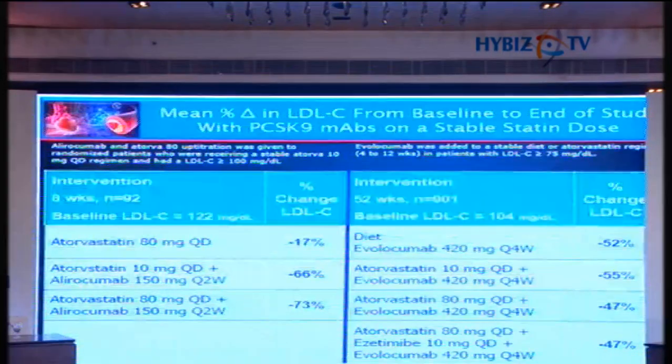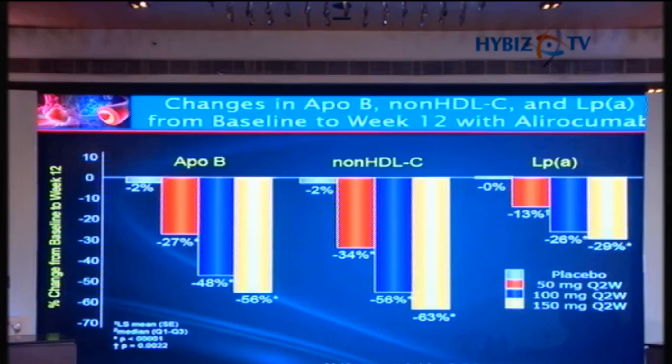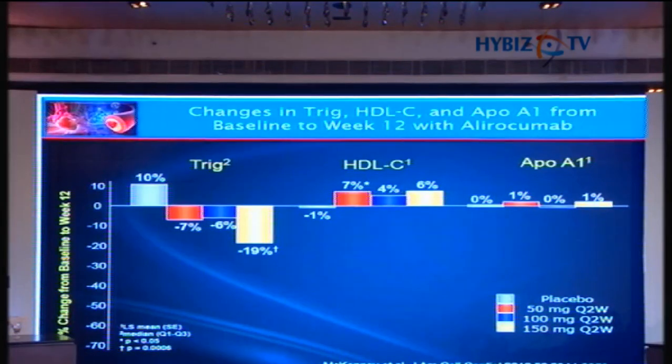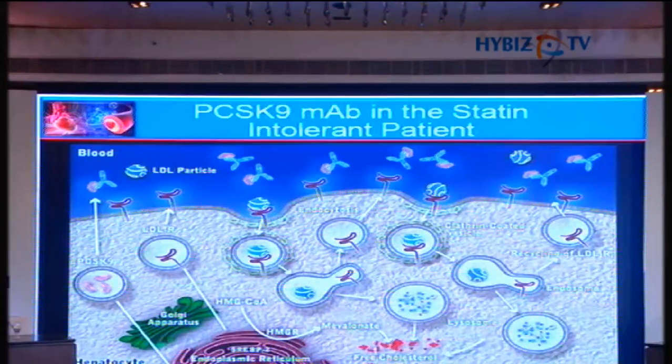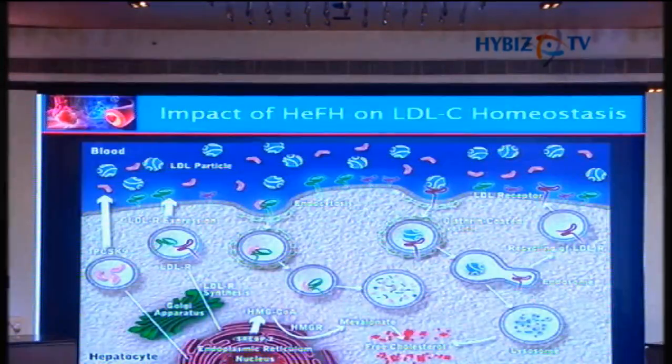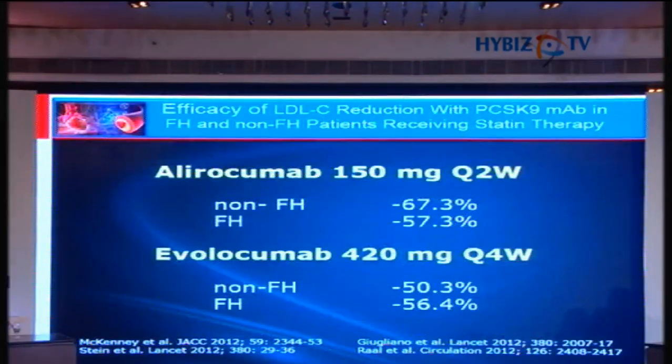This is an important slide, which shows that whenever monoclonal antibodies were given in patients on statins, there is a further reduction of 17% to 50% in LDL-C. They also have a positive effect on non-HDL, ApoB and cause a reduction in Lp(a). They have a slight increase in HDL-C and cause a reduction in triglycerides. So they are useful in statin-intolerant patients. Basically, the main importance is in hereditary familial hypercholesterolemia, both homozygous and heterozygous. In both conditions, there can be LDL reduction of up to 67 to 57%.